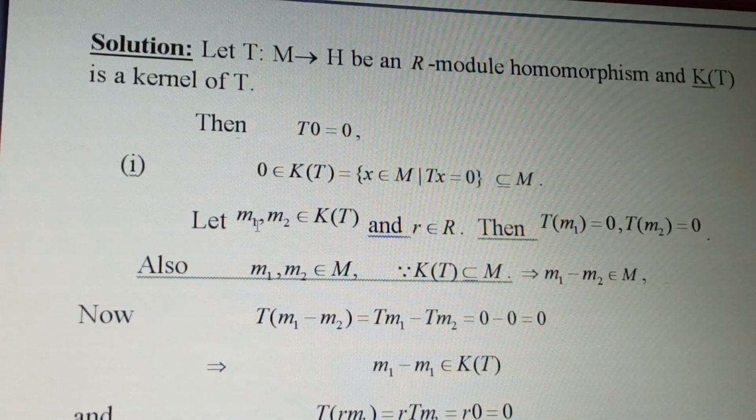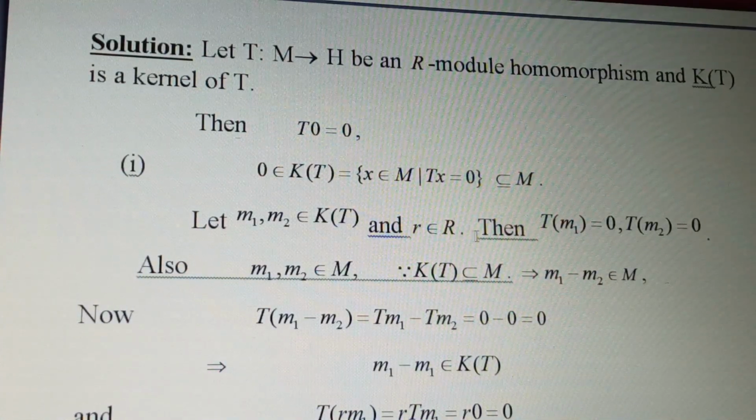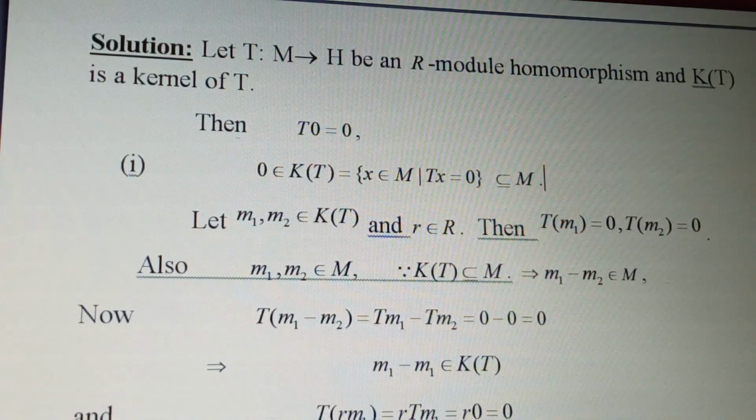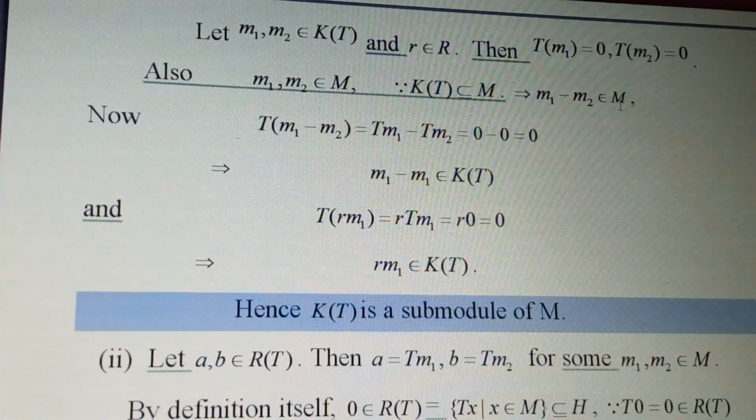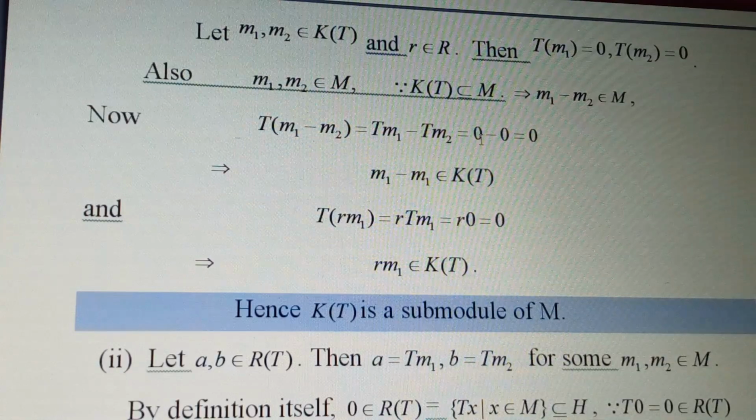We take two elements m1, m2 belonging to ker T and r belonging to R. Then T(m1) = 0 and T(m2) = 0. Also, m1, m2 belong to M and ker T is a submodule of M. Therefore, m1 − m2 belongs to M. T(m1 − m2) = T(m1) − T(m2). Substitute the values: 0 − 0 = 0.